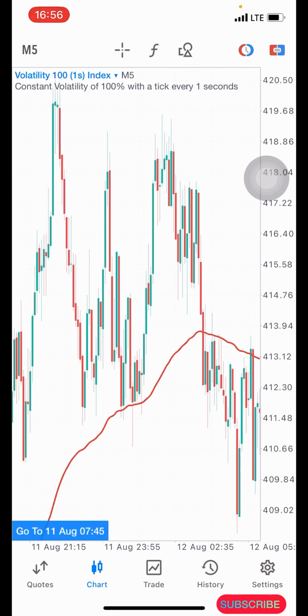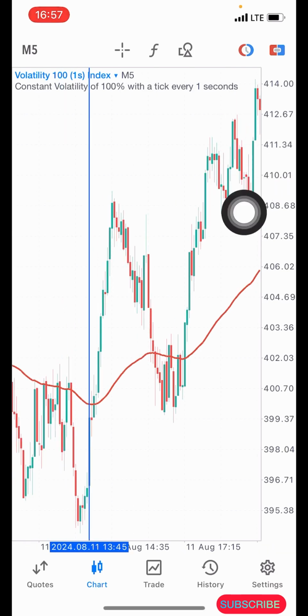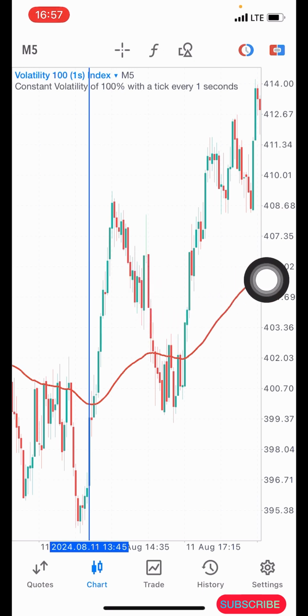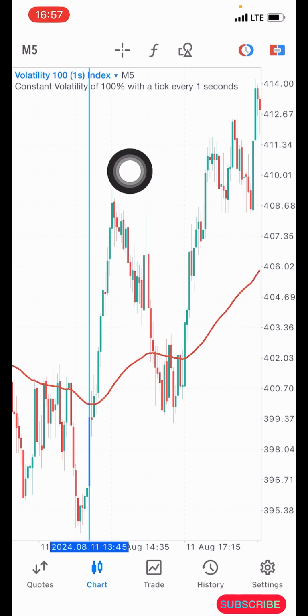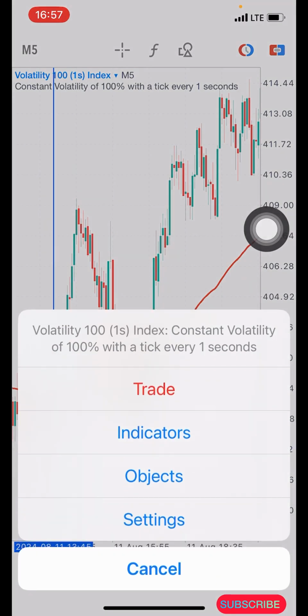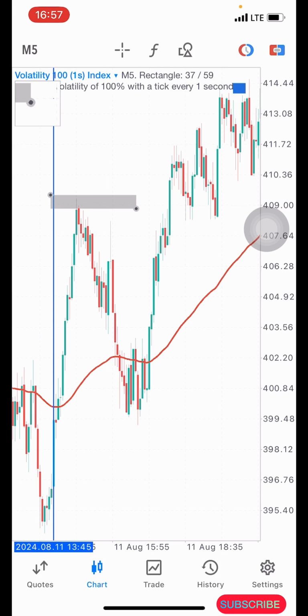Let me scroll back to where I marked. Now you see that it has broken above this. This is a break of structure strategy. So once it breaks above the moving average and goes back for a retest, this is what you have to do to get a good entry. You are going to mark the tip of that structure, the highest tip of it. That is where you'll be marking.